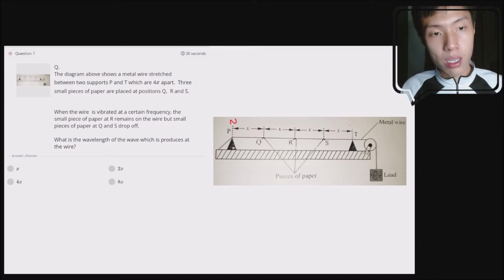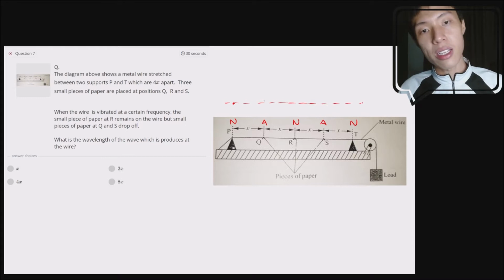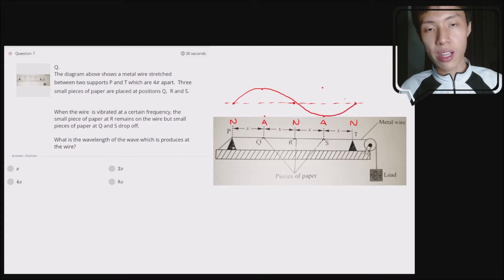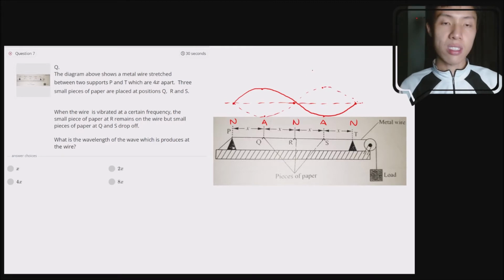So let's write it down. P is a node, T is a node. You know R, the paper remains, so it's a node. The antinodes are at Q and S. Once you have determined that, you can draw your graph. If this is your equilibrium line, then displacement is 0 at the node, whereas at the antinode it can be maximum. Usually I see people draw one solid line, then draw another one which is a dotted line.